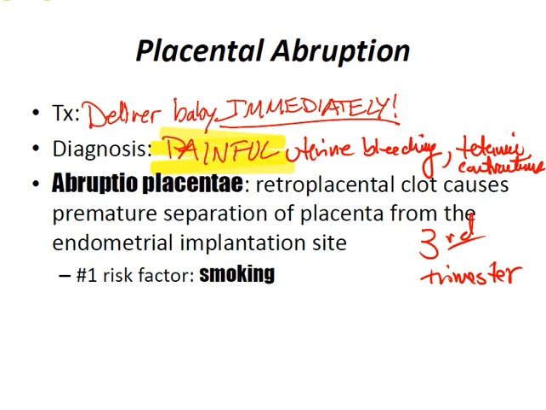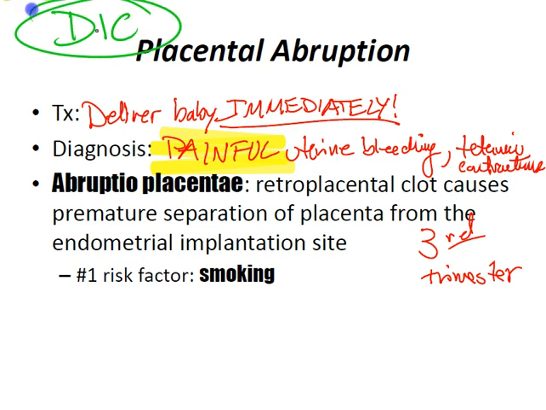Now this one right here is important, so make sure you hear me. This may be associated with disseminated intravascular coagulation. So placenta abruption can also be associated with DIC. That can be a test question, I promise you. Placenta abruption can be associated with DIC.